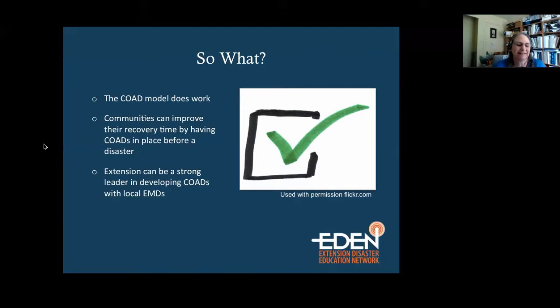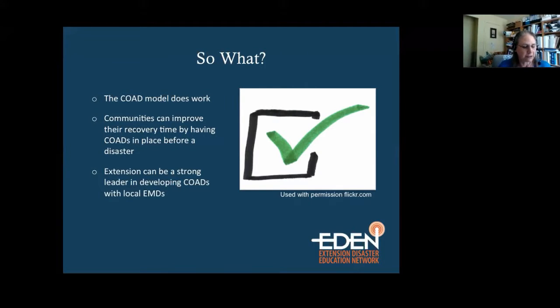So the question is, so what? Well, we found, and we feel that we have proven, that the COAD model does really work and that it is repeatable. That's the good news about it. It can be done, and it can work in a variety of configurations. Each one of us has done something slightly different in the organizational part of that COAD development, so it's a model that will work for anyone who's interested in putting that together.